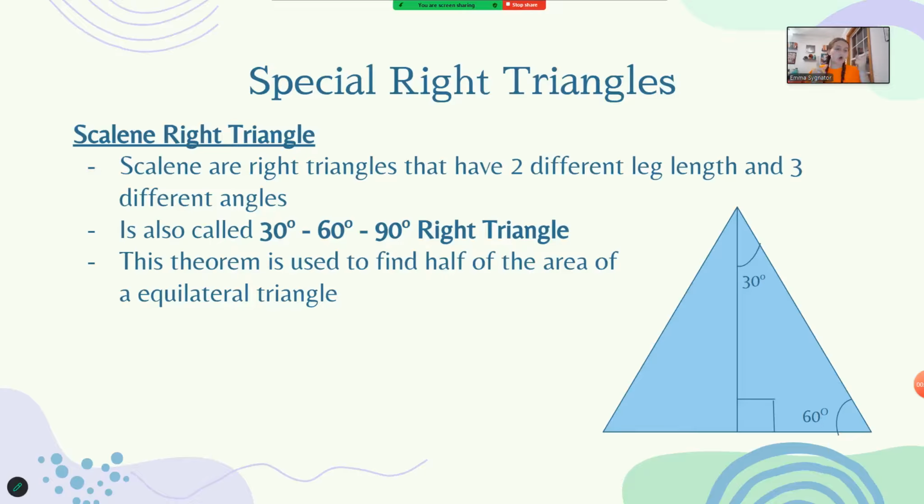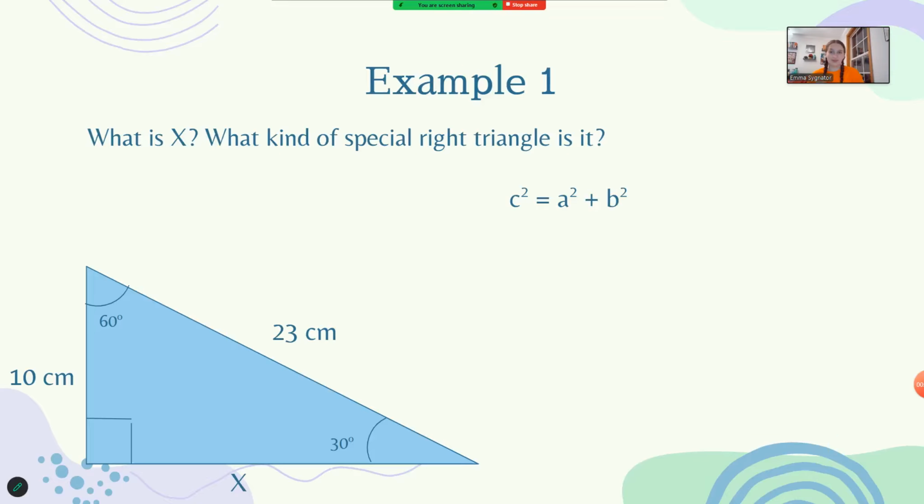So as you can see in the diagram, the whole triangle itself, all of the blue, that is an equilateral. As you can see, half of it, which has the degrees and the 90 degree, that is a scalene. So it shows that it is half of an equilateral triangle.